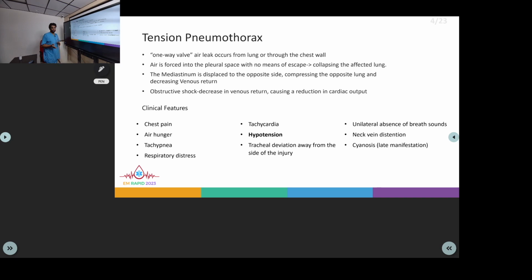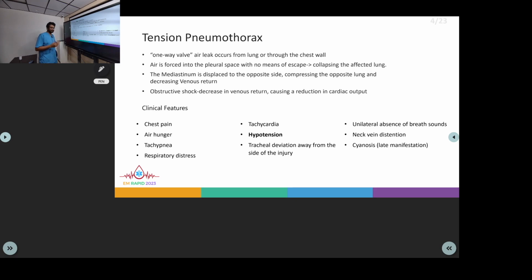which will also compress the opposite lung, as well as cause a decrease in the venous return. It will cause obstruction of the venous return in the IVC, which will in turn cause reduction of the cardiac output. So this can cause obstructive shock.